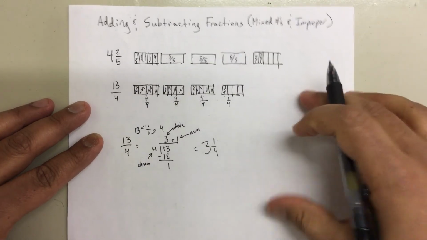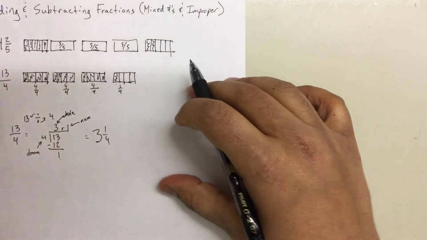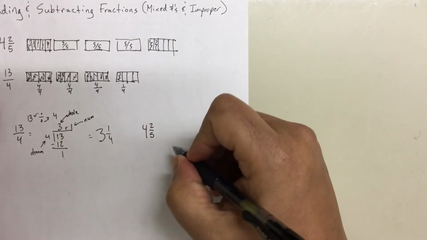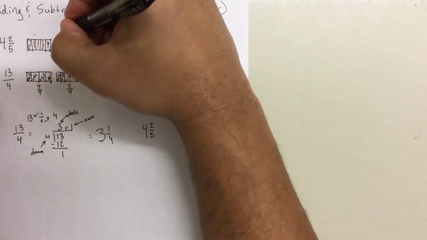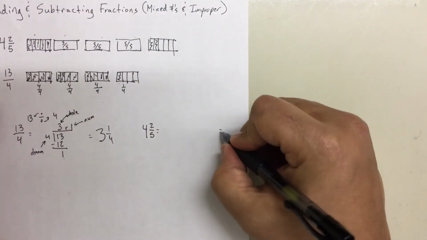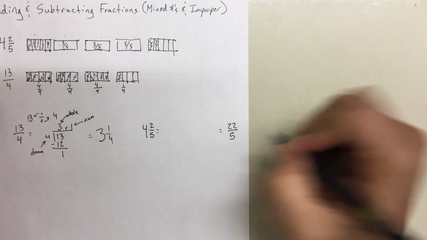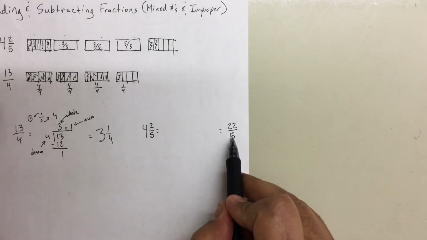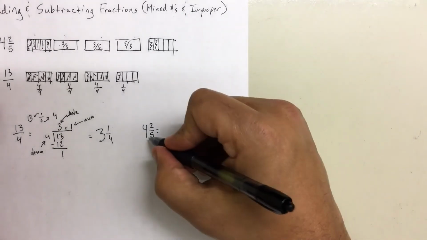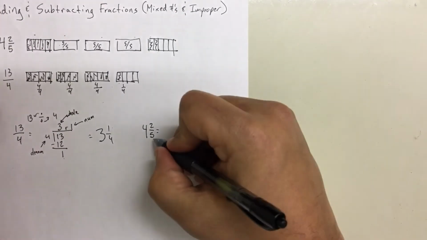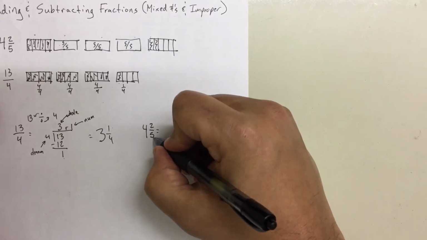Now, on the other hand, what if you had your 4 2/5 and wanted to say, wait a second, I have 5, 10, 15, 20, 21, 22 pieces. How do I go from saying 4 2/5 to saying 22/5? The main way of doing it is by saying I have 4 wholes. Each of them have 5/5 inside.